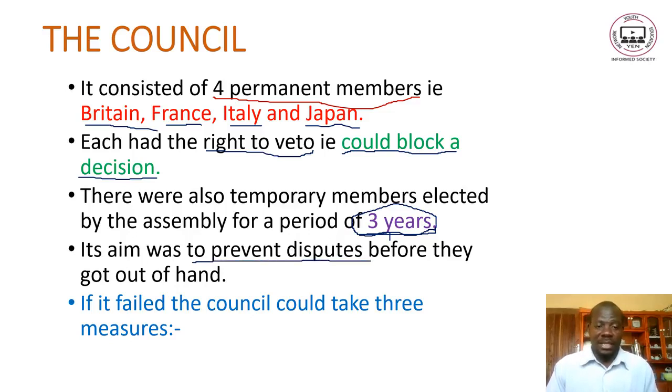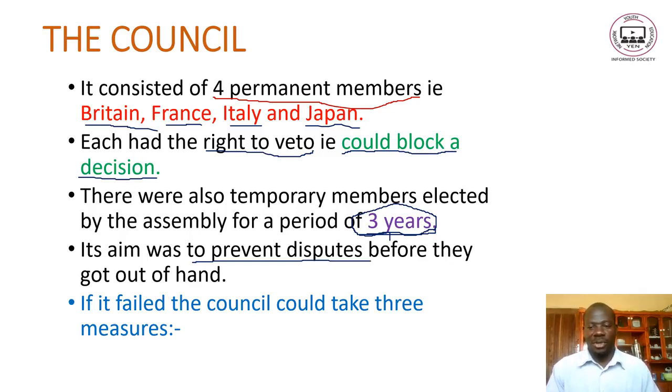So the major aim of the council, that's why in the United Nations it is also called the Security Council. So it looks at disputes between countries, and it tries to venture into that dispute before it gets out of hand. For example, we talk of Malawi. If Malawi is in dispute with Zambia or Tanzania, you find that the international bodies, they come in quickly.